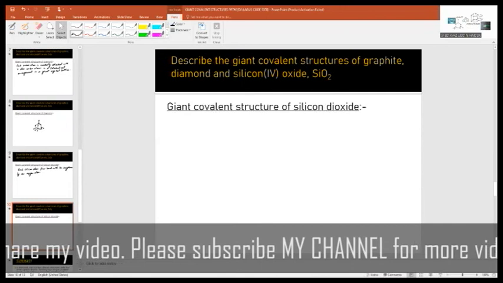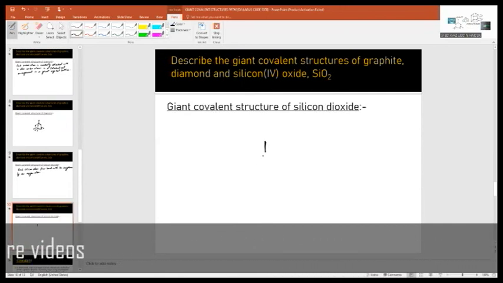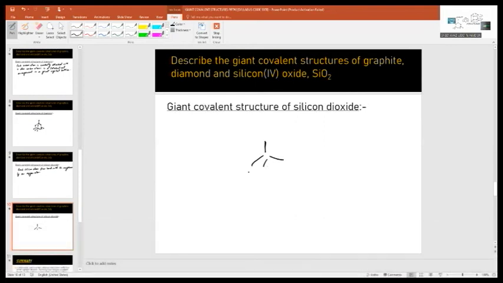The structure of silicon dioxide will be like this. We know the structure of diamond. You can draw it in this way. The only difference is that we will introduce an oxygen atom between two silicon atoms. Like here you have oxygen, here you have oxygen, here, and so on.